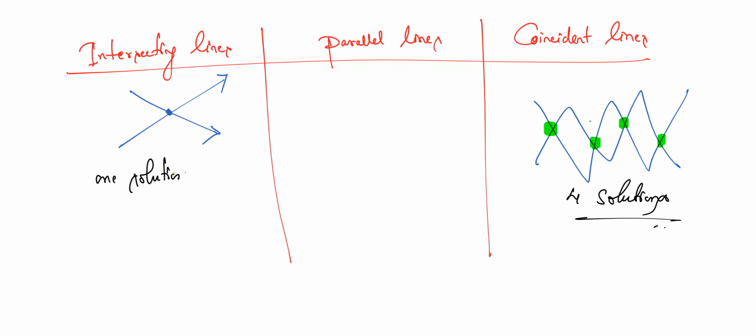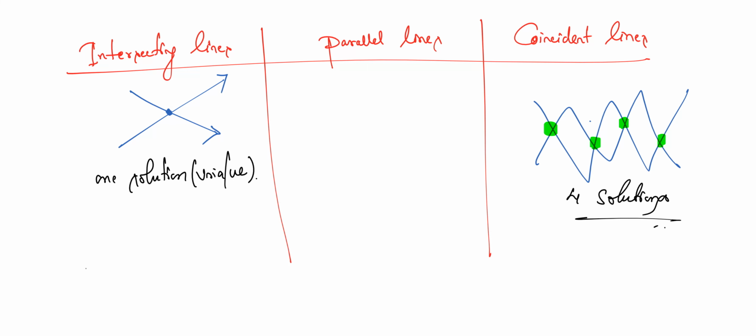Any doubts? Did you get the difference? What is the meaning of solution? How many times 2 lines cut with each other, or cross over each other, that is called a solution. 1 solution, generally we can say, is a unique solution. 1 solution means unique solution. Any doubts? If lines cut with each other, then only we get the solution. If not, we don't get the solution.